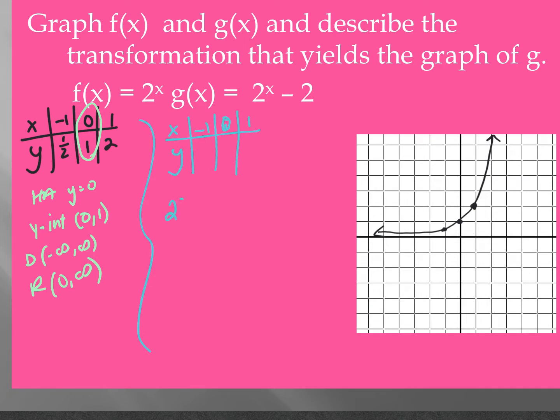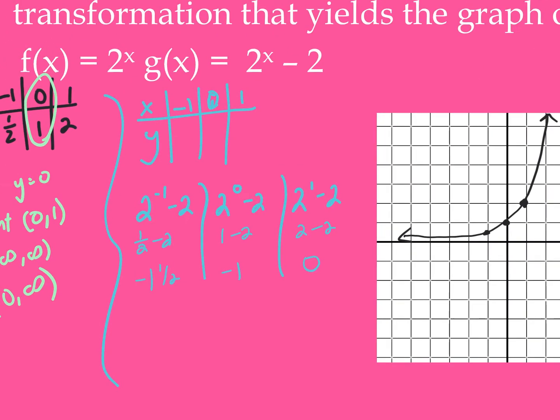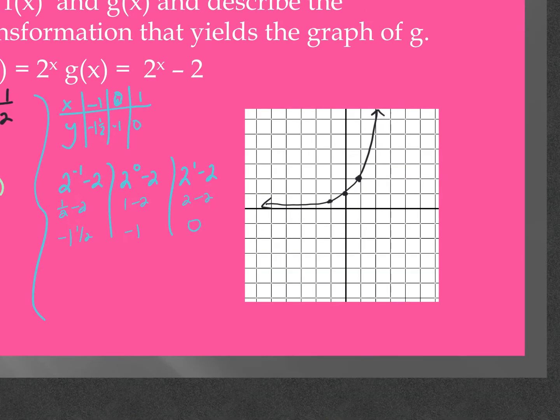This would be 2 to the -1 minus 2, and then 2 to the 0 minus 2, and then 2 to the first minus 2. So 2 to the -1 is that 1/2 minus 2, that's -1.5. 2 to the 0 would be 1 minus 2, that's -1, and 2 to the first minus 2 is 2 minus 2, which is 0. So -1.5, -1, and 0. Now if I plot those points, (-1, -1.5), (0, -1), and (1, 0), now my curve looks like this.